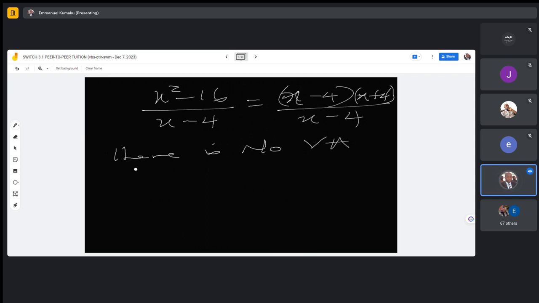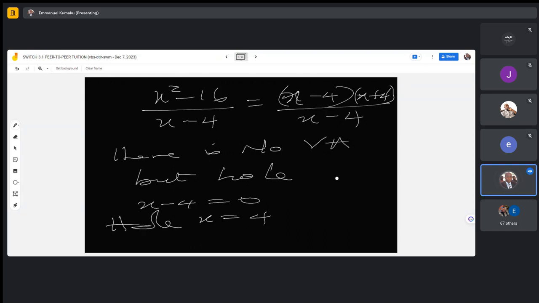There's no VA, but a hole. And the hole is the one that can cancel out. So x minus 4 is equal to 0, x is equal to 4. So this is a hole, not a VA. So in this one, there is no VA. Is that okay?